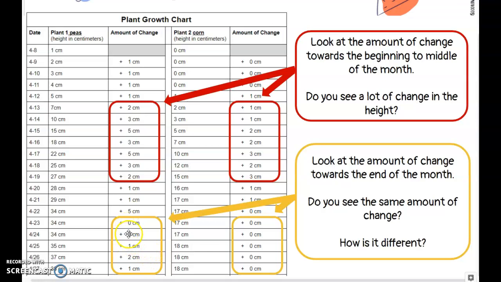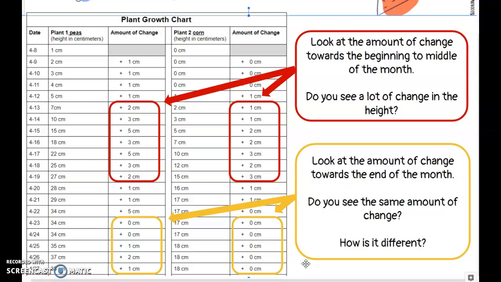Some days it's not growing at all, 0 centimeters. Other days it's only 1 or 2. 2 is the highest. Over here, oops, this actually should say 1 centimeter. Sorry about that. But still not a lot of change. Our corn seedlings are only growing 0 to 1 centimeter a day. That's a pretty big difference.